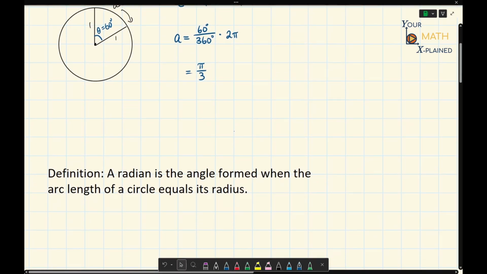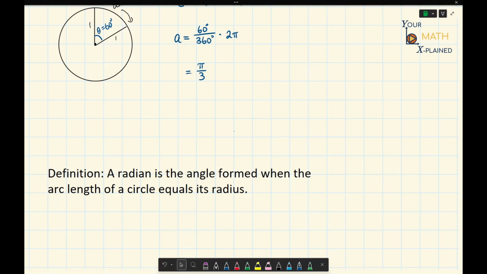So now the actual definition of a radian is that it is the angle formed when the arc length of a circle is equal to its radius. So using what we have written above, where we have arc length is equal to our angle theta divided by 360 degrees multiplied by the circumference, which is 2 pi r. If we want this arc length to be equal to the radius, then we would just say A is equal to r. So then we have r is equal to theta over 360 multiplied by 2 pi r.